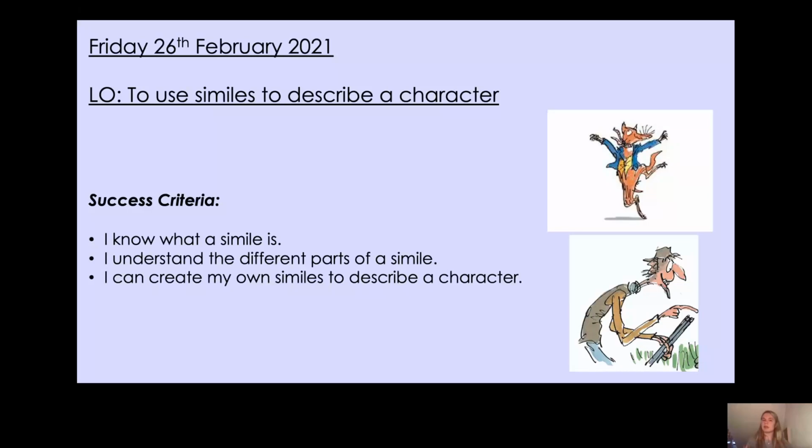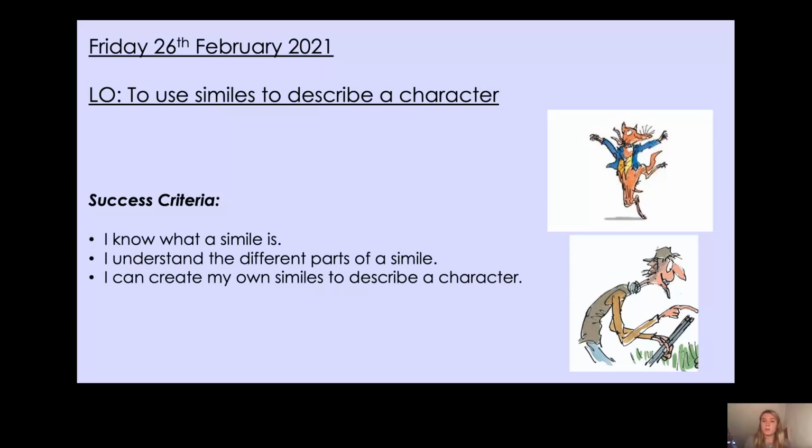Now, today we're moving on and looking at what are called similes, okay? And we're going to be using these similes to describe a character again. So by the end of today's lesson, you'll know what a simile is and you'll understand the different parts that you need to include when you're creating a simile. And then using this knowledge, you will then create your very own similes to describe a character.